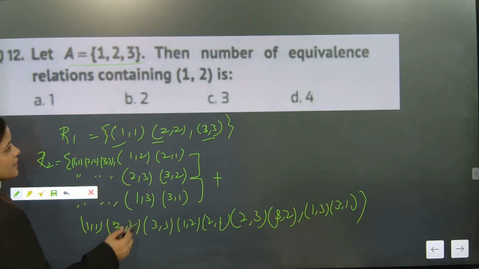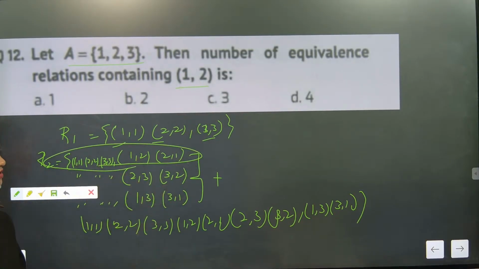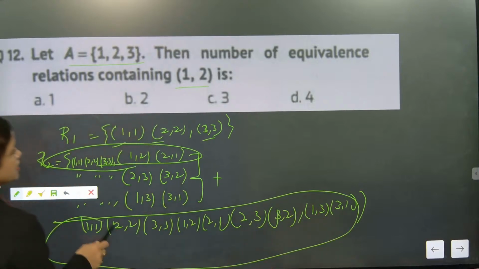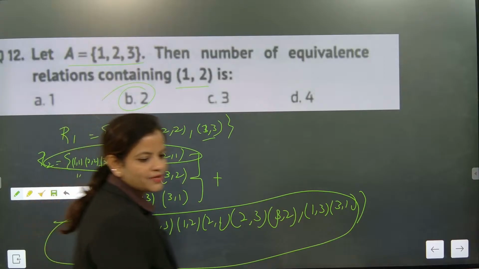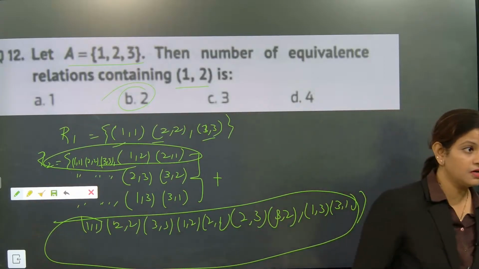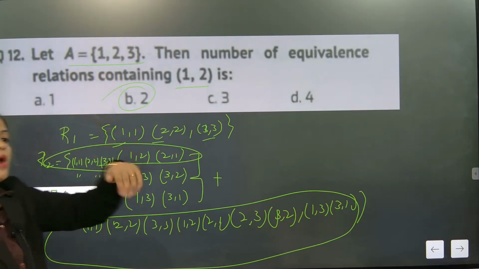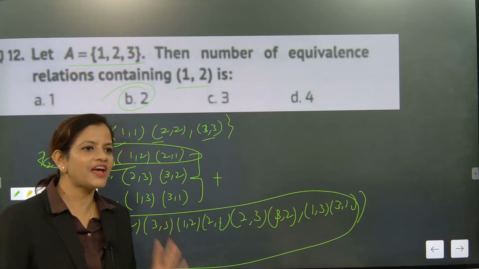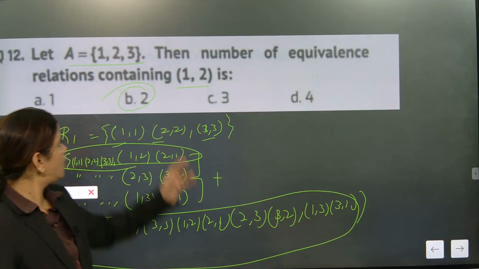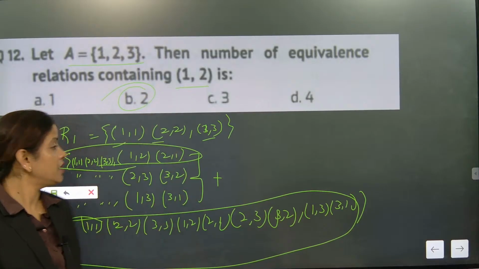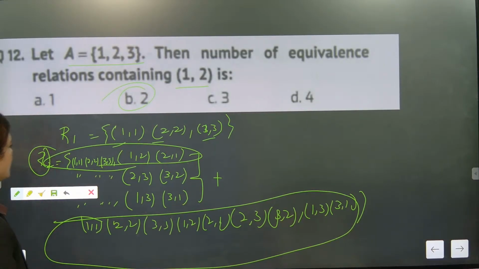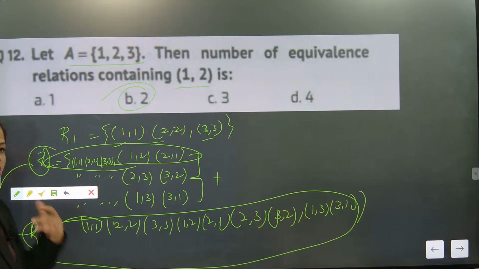Done now. So that means in how many sets is 1, 2 present? Check. This set 1, 2 is present. And this set 1, 2 is present. So how many times is it present? 2 times. What is the correct answer? 2 times. Did you get it clear? Now you understood. So if a set is having 3 elements, how many equivalence relations possible? 5. In that, 1 comma 2 coming how many times? In 2 relations. Relation number 2 and relation number 5. 2 times only 1 comma 2 is coming.